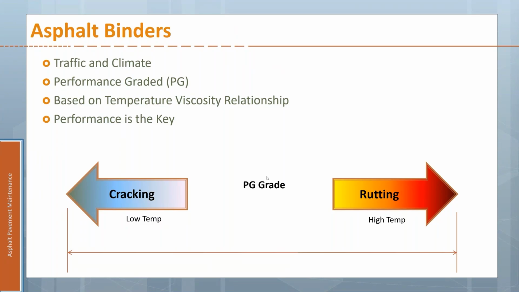Now, performance is really the key to it, because that's what we're after: something that will perform well. So when you look at those binders and how that interacts with the aggregates that are in the mix, what we see is that we're more likely to have rutting types of failures at high temperatures and more likely to have cracking failures when we have low temperatures.